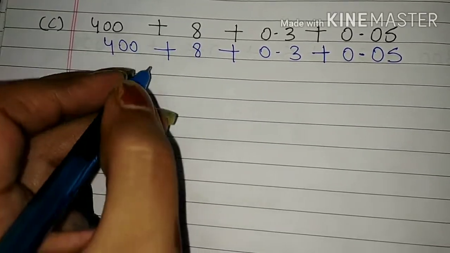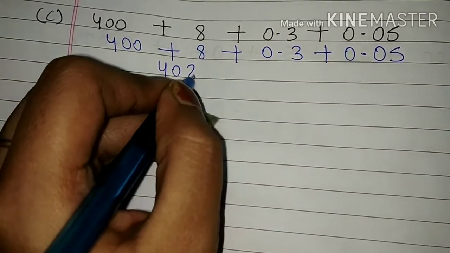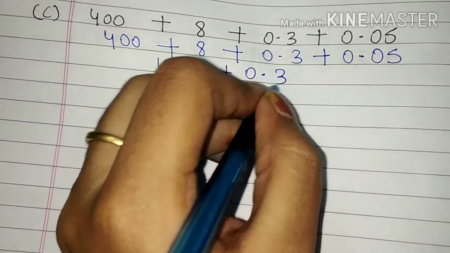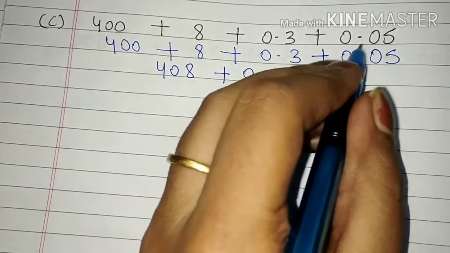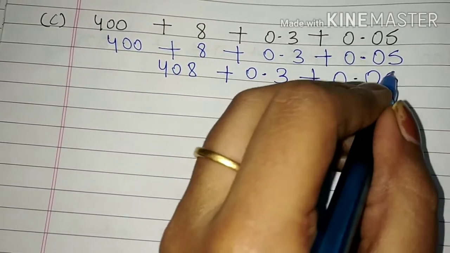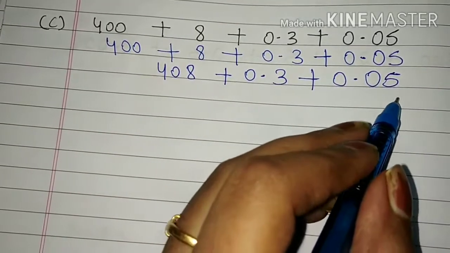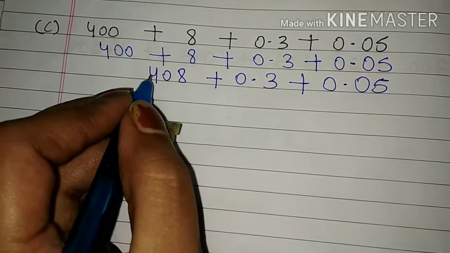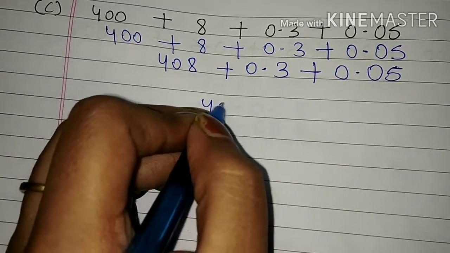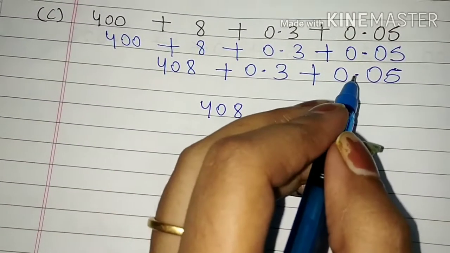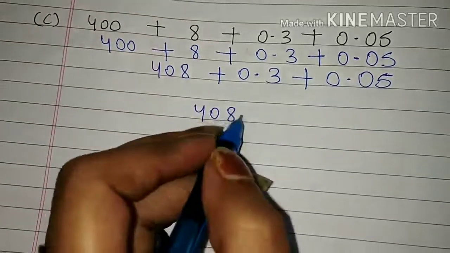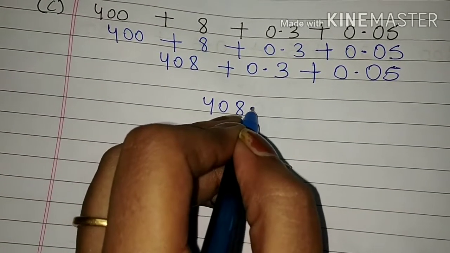400 plus 8 is equal to 408 plus 0.3 plus 0.05. Now students, we will add the numbers. Students, you can see here it is written 408. So we will write here 408. Now students, you can see here is a decimal point. This number has decimal point. So we will put a decimal point here also.